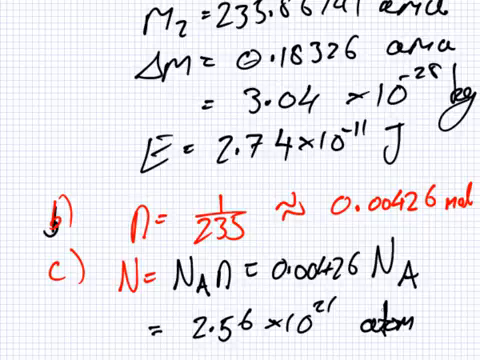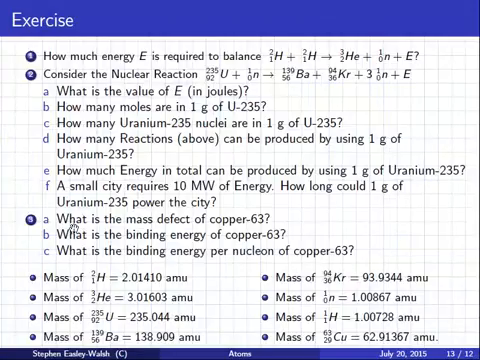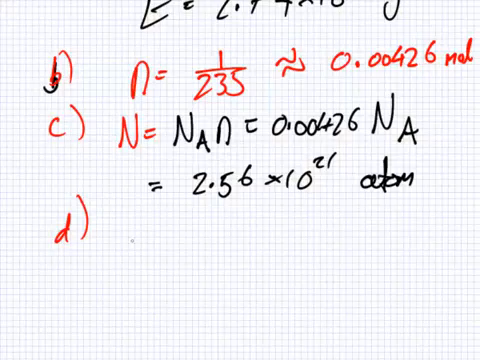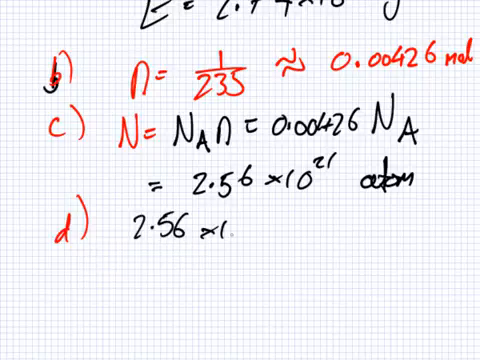Okay, so no surprise, there's lots of uranium-235 atoms in a gram of uranium. How many reactions can you make with 1 gram? Well, look here. For each reaction, how many uranium atoms do you need? 1, yes? So how many reactions can you make? Well, the answer is 2.56 times 10 to the 21 reactions, because that's how many atoms you have.